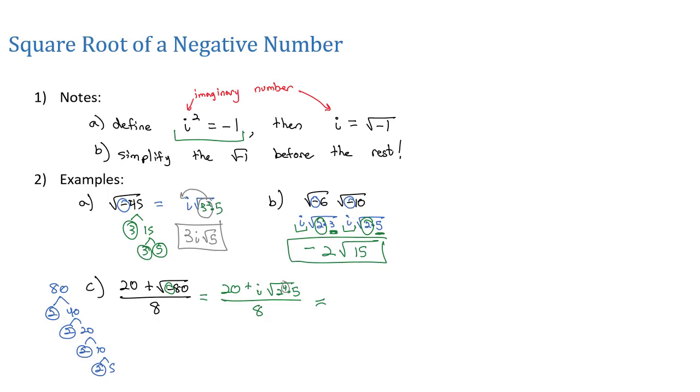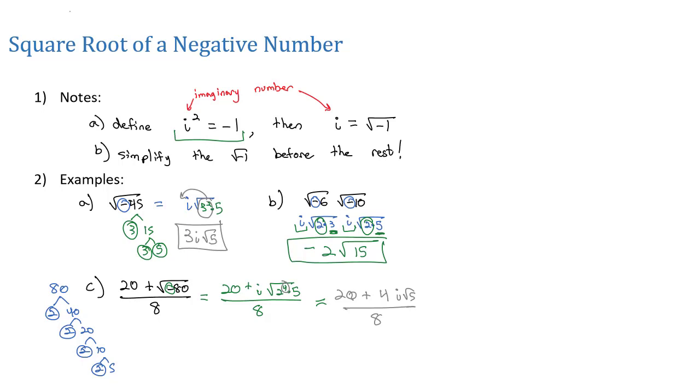Well, that 2 to the 4th can simplify. Dividing 4 by 2 gives us 20 plus 2 squared i root 5 all over 8. Well, 2 squared is just 4. I'm going to go ahead and put that in there. So now we have 20 plus 4i square root of 5 over 8.